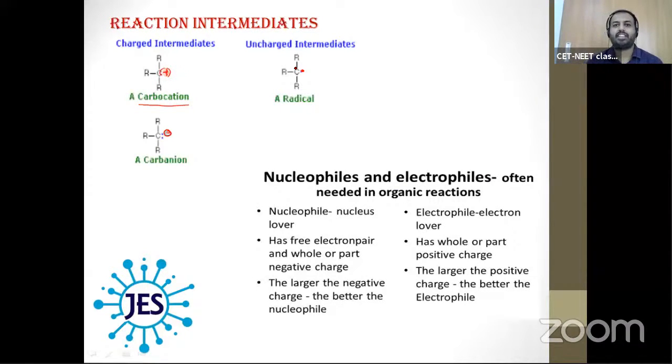Apart from intermediates, you have reagents. Nucleophiles and electrophiles. You must be familiar with these terms. Nucleophiles. Philic means liking. So nucleophiles are nucleus loving. They are electron rich. Whereas on the other hand, electrophiles, electron liking. These are electron deficient by themselves. So electron rich species seeking electron deficient centers, nucleophiles. Electron deficient species seeking electron rich centers, electrophiles.